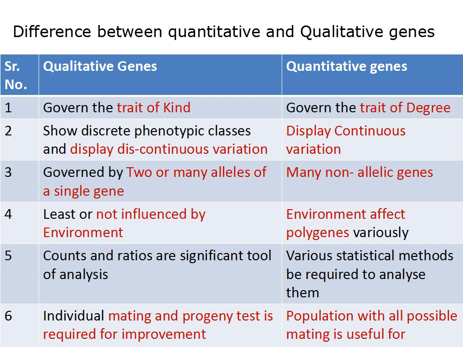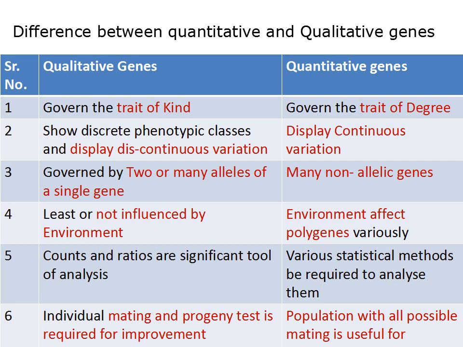Now I would like to give some points which make clarity between the quantitative and qualitative genes. What are the clear-cut differences between qualitative and quantitative genes? In the case of qualitative genes, these are governed by traits of kind. Various kinds are there, suppose red color and white color, or round shape and wrinkled shape. These are examples of kind.